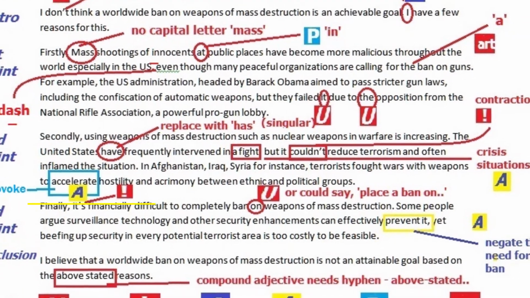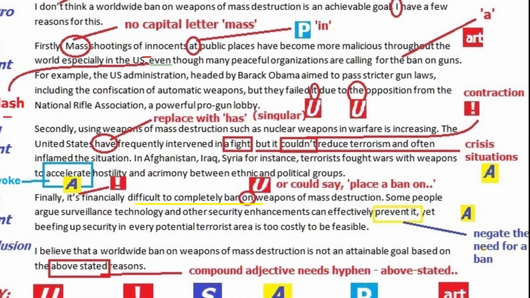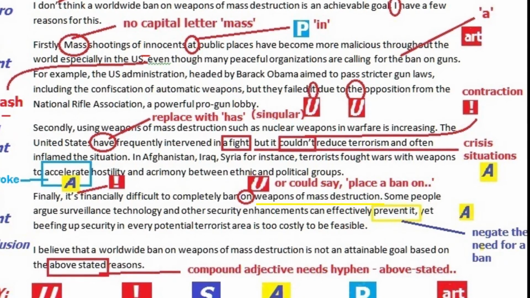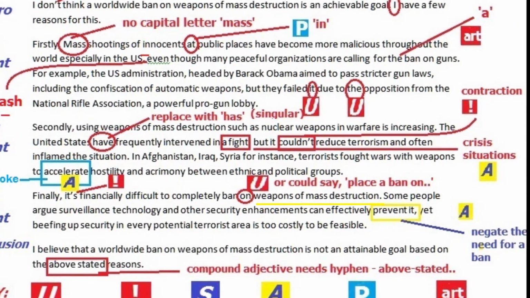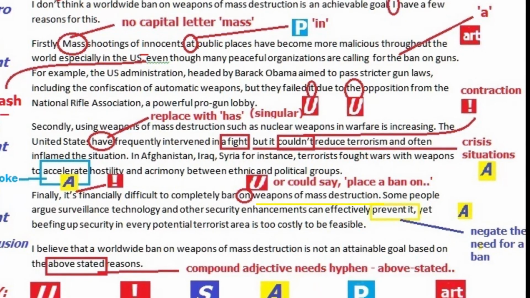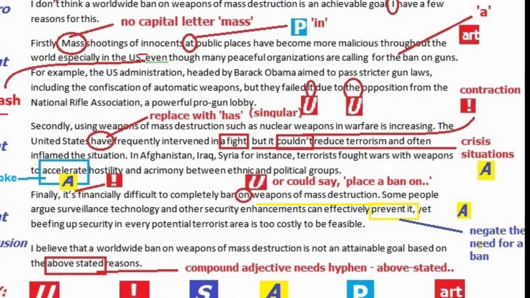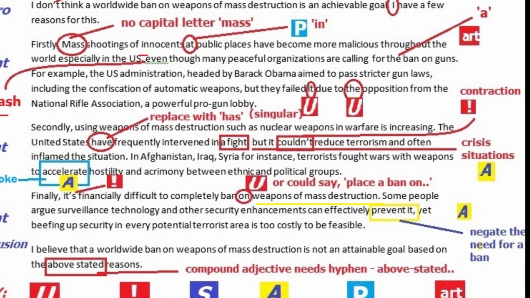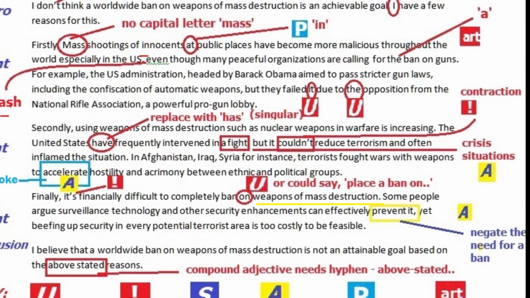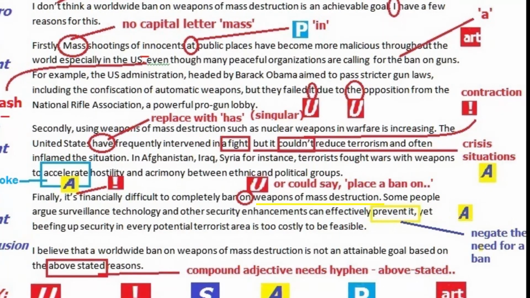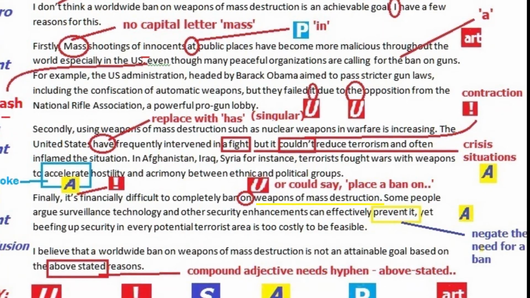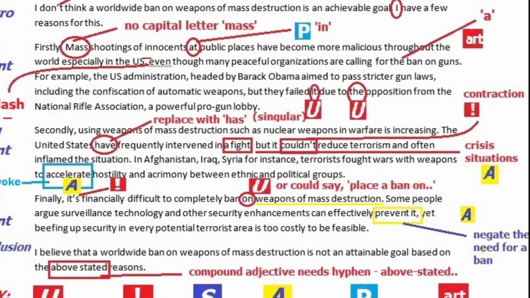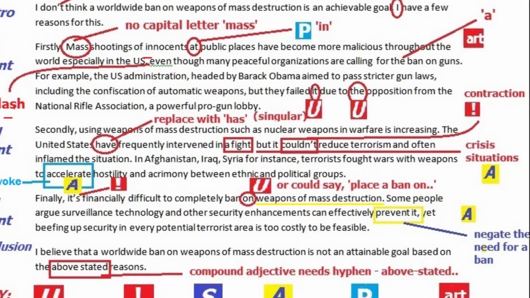Finally, it's financially difficult to completely ban on weapons of mass destruction. Okay, it's again a contraction. It should be it is difficult to completely ban unnecessary words. We don't need this preposition on to completely ban weapons of mass destruction. However, another suggestion is that you could say it's financially difficult to completely place a ban on weapons of mass destruction. That could be an alternative.